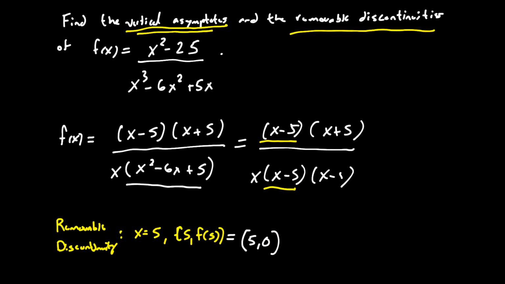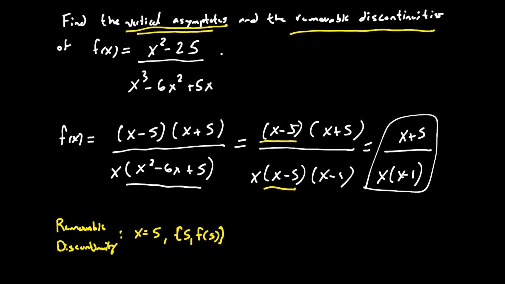Oops, I made a little bit of a mistake here. Well, we do have a removable discontinuity at x is equal to 5. To find the actual point, we need to go ahead and simplify our rational function. This is going to be equal to x plus 5 divided by x times an x minus 1. Then we need to evaluate f of 5 at this function here. So real quickly, let's go ahead and look at f of 5. This would be equal to 10 divided by 5 times 4. So this would be equal to 1 divided by 2. And therefore we'll have a removable discontinuity at the point 5, comma 1/2.